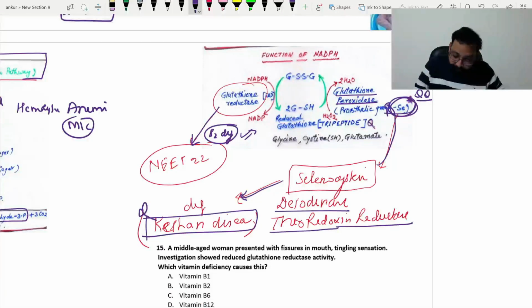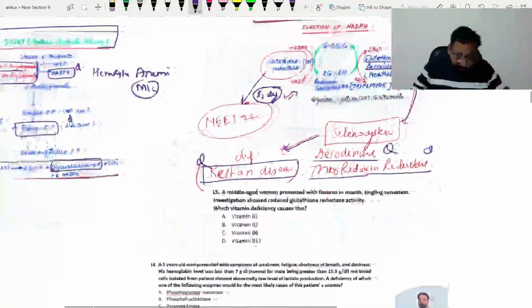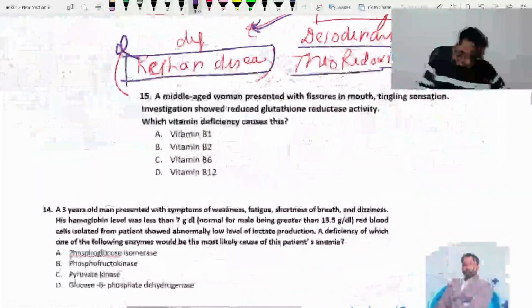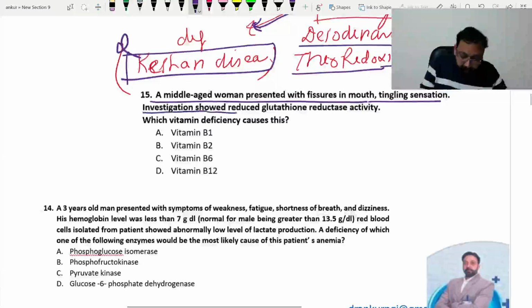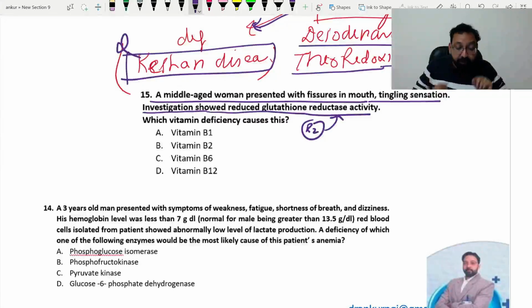Recently asked question. Okay. A middle-aged woman presented with fissure in the mouth and tingling sensation. Investigation showed reduced glutathione reductase activity. Yes, B2 deficiency leads to reduced glutathione reductase activity. In B2 deficiency, riboflavin, there is cheilosis, magenta colored tongue, and keratitis may be there. Tingling sensation may be there.